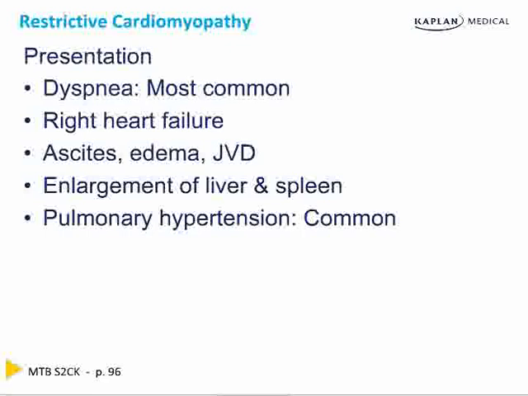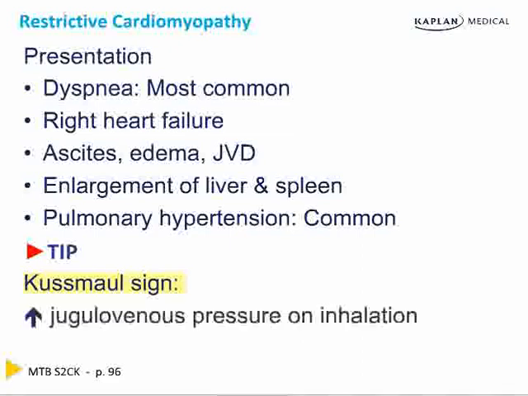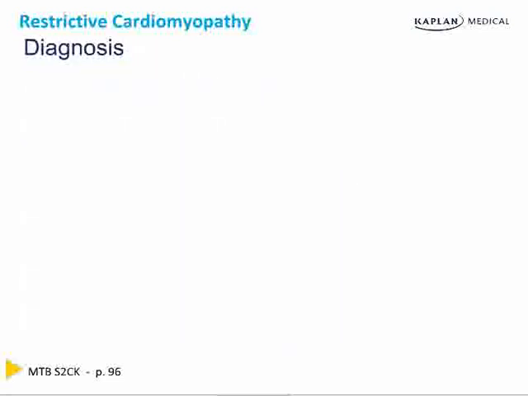Now, the single most specific physical finding is Kussmaul's sign. Kussmaul is increase in jugular venous pressure on inhalation. That's certainly the most unique of the physical findings. It's in constrictive pericarditis as well, but in terms of cardiomyopathy, it's the most unique finding for the restrictive cardiomyopathy.